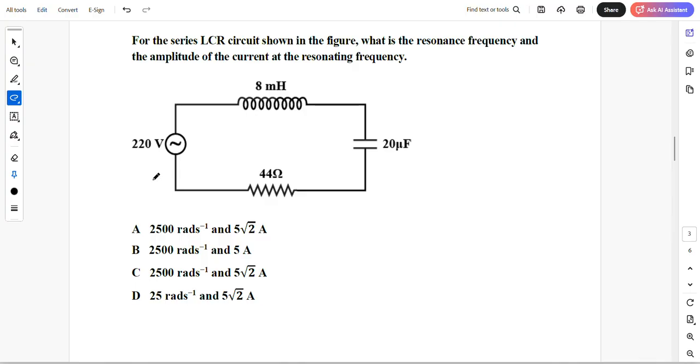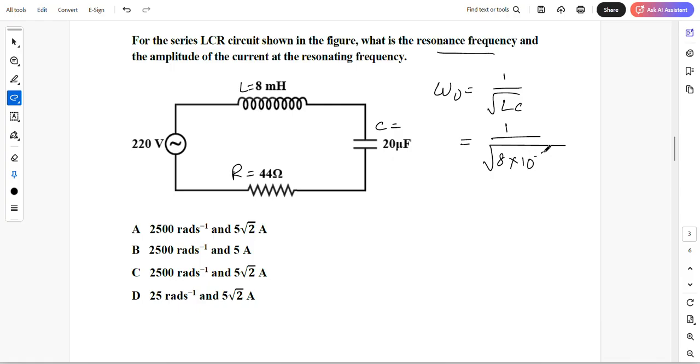It is saying, for the series LCR circuit shown in the figure, what is the resonant frequency? What is the formula of resonant frequency? Omega naught is equal to 1 by root of LC. They have given L and C. This is L, this is C, and this is R. L is 8 into 10 to the power of minus 3, and C is 20 into 10 to the power of minus 6.